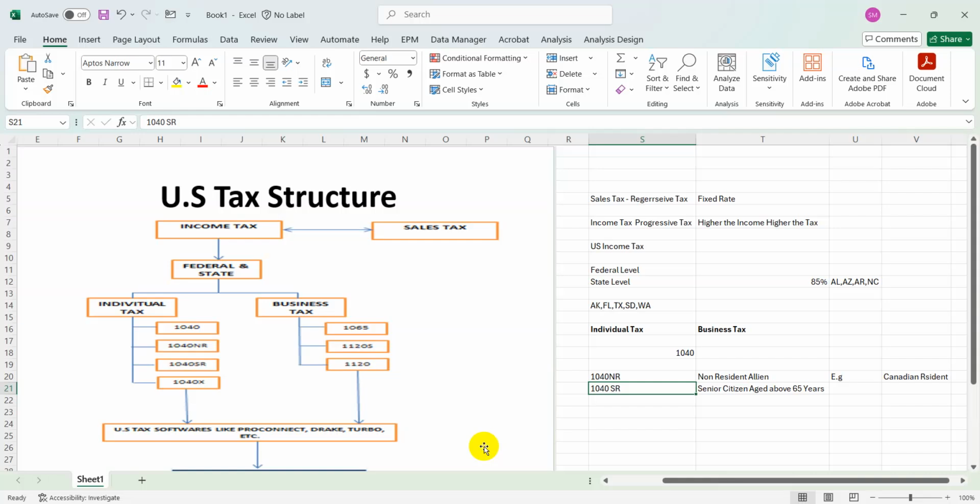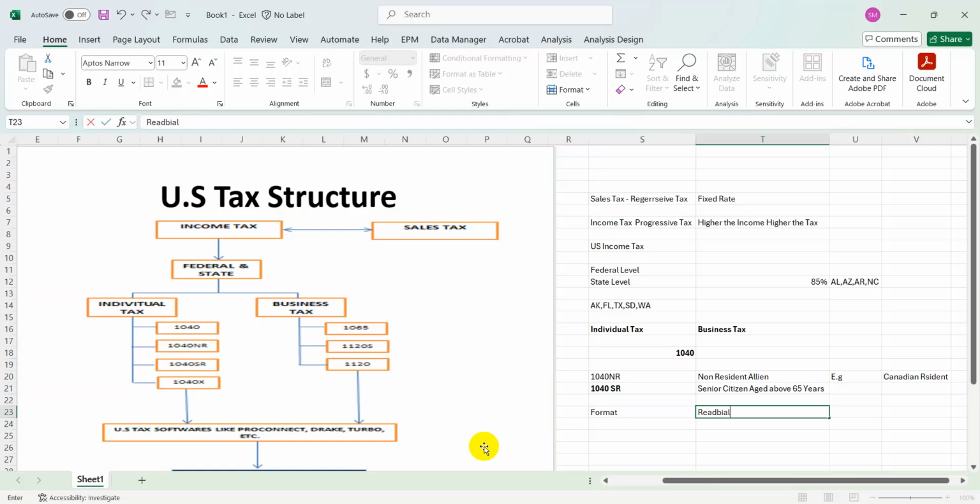Now the question arises, what is the basic difference between 1040 and 1040 SR? Remember one thing, there is no difference between 1040 SR and 1040. The only difference is the format and readability. Ultimately both forms are the same. The format and readability are a little different because this form is a facility provided by the US government, by the IRS, to older people, who are senior citizens.